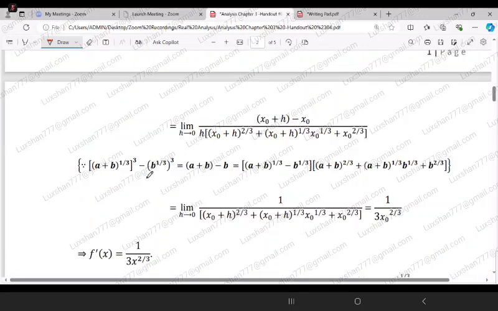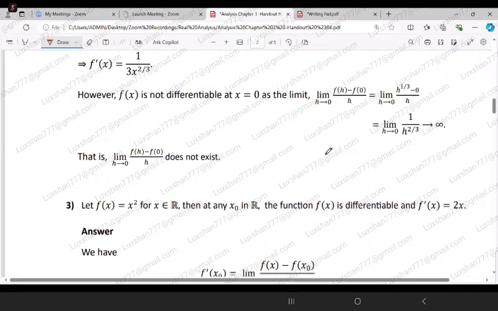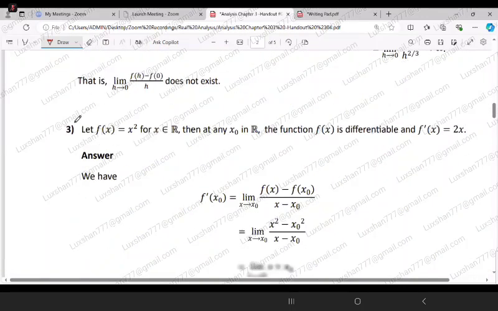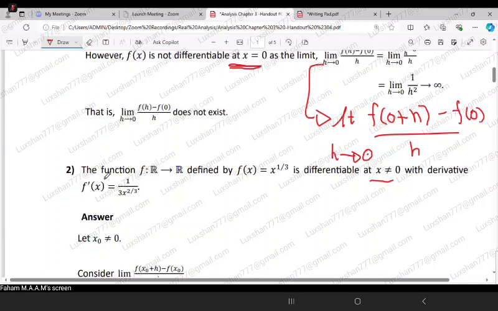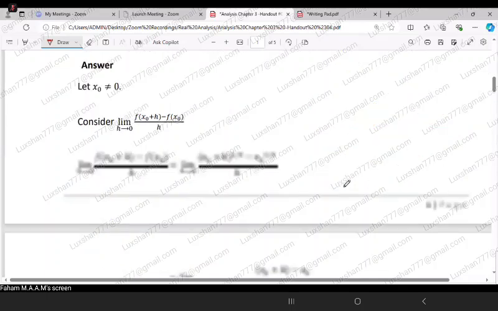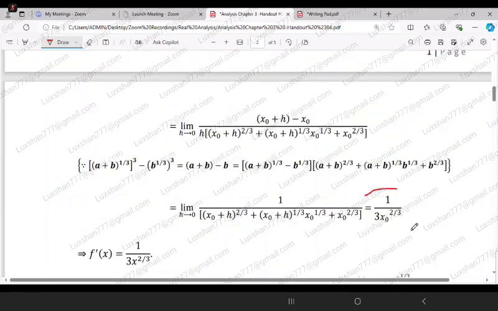Now, question number 3, everything is there, you can understand. Question number 3, f of x is equal to x squared and x belongs to R. So then at any x naught in R, the function f of x is differentiable. And also you want to write the derivative. Here also they are asking the derivative. So derivative means that this is the answer, no?